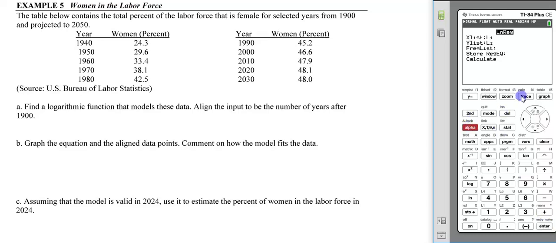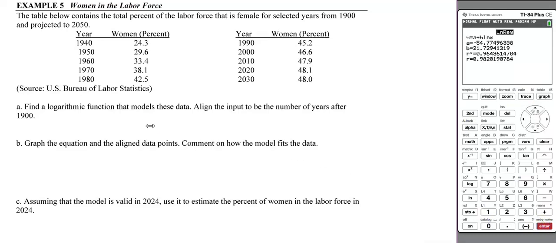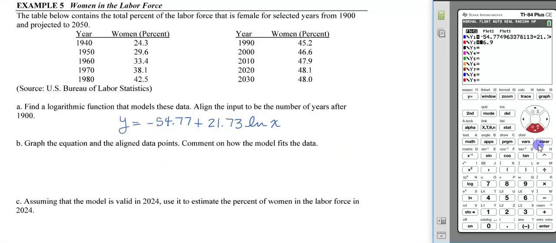Let's store the regression equation in y1. So that model is y equals negative 54.77 plus 21.73 natural log of x. Let's graph the equation and the aligned data points. First off, let's take off that y2 that's from our previous problem, and then we'll do a zoom stat.